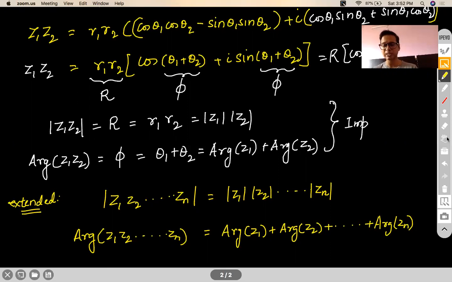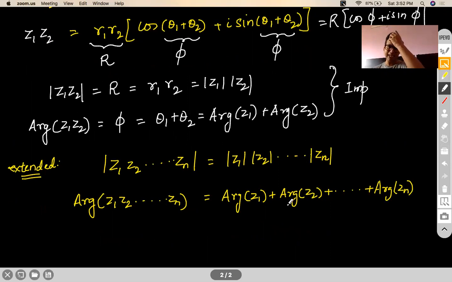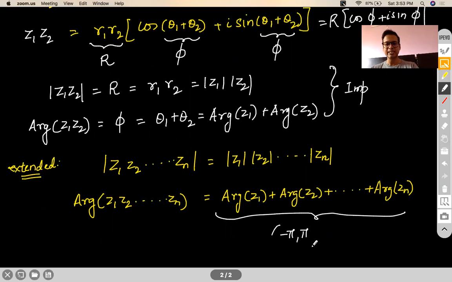Yes, of course. One thing you have to keep in mind is that when you're adding multiple arguments, your result may exceed the interval minus pi to pi. So if somebody is asking for the principal argument, make sure you put the result within the required interval of minus pi to pi, in case somebody wants you to write the principal argument.